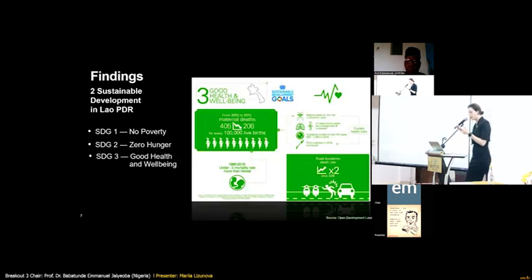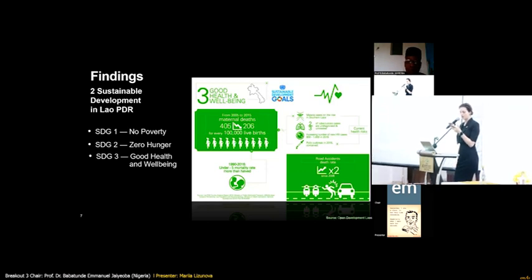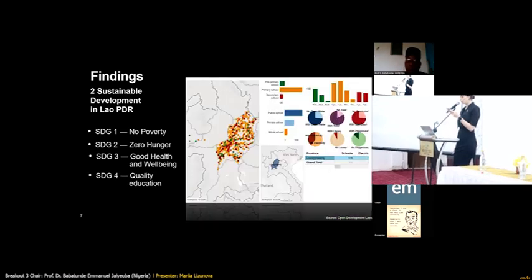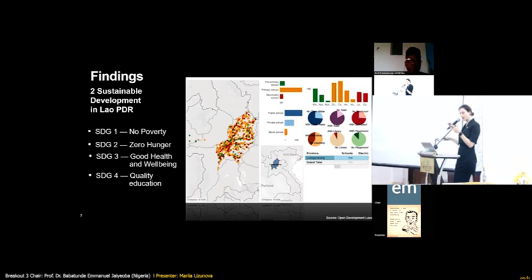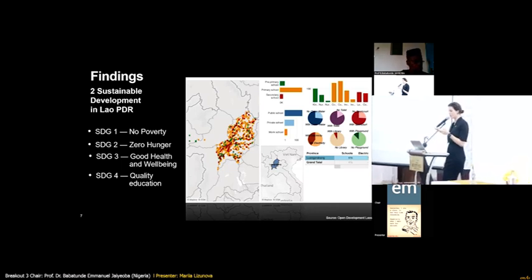Next one is good health and well-being. COVID-19 negatively influenced life expectancy at birth and signaled upcoming health risks and mortality rates. Quality education. The reason behind a very low percentage in graduation at each level of school lies in the lack of standard facilities in schools and of highly skilled and professional teachers.